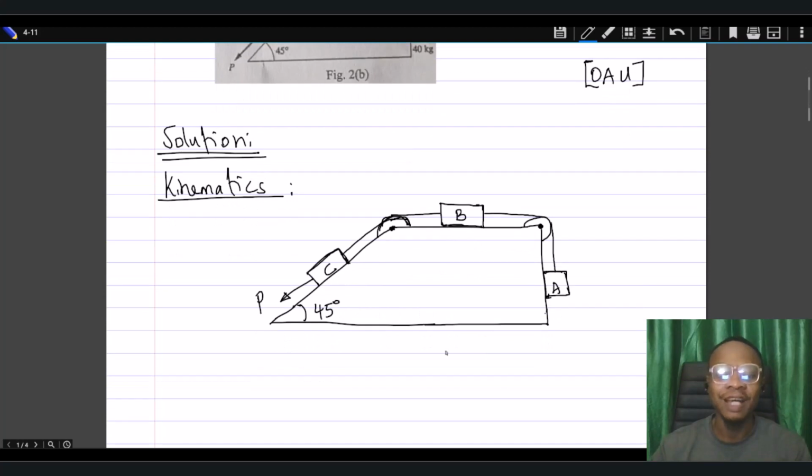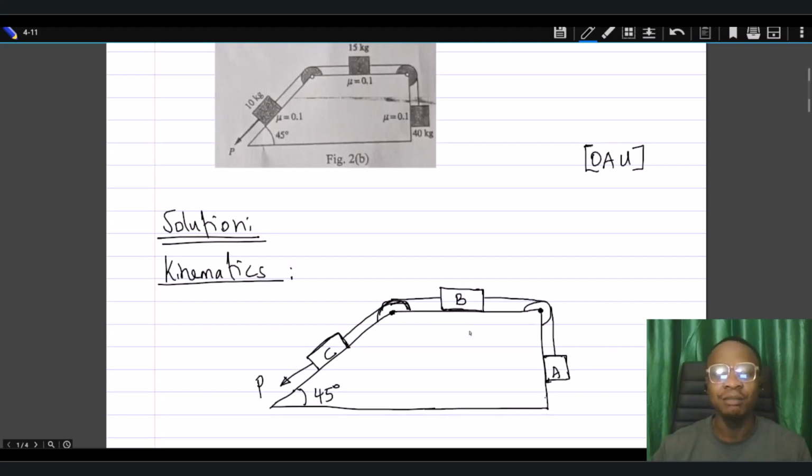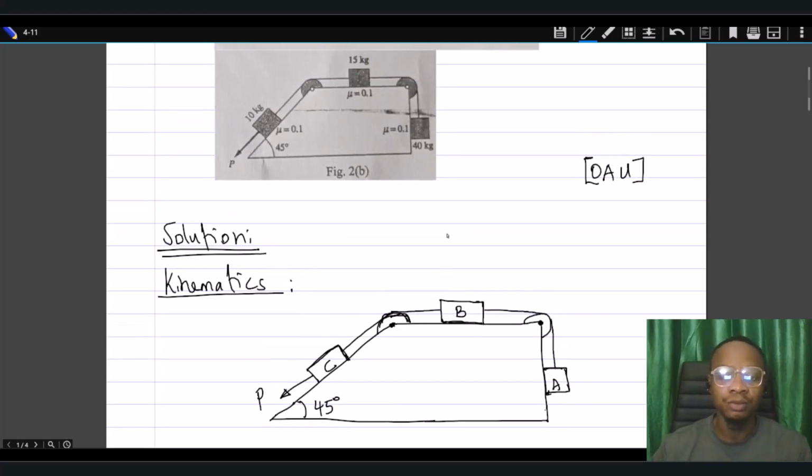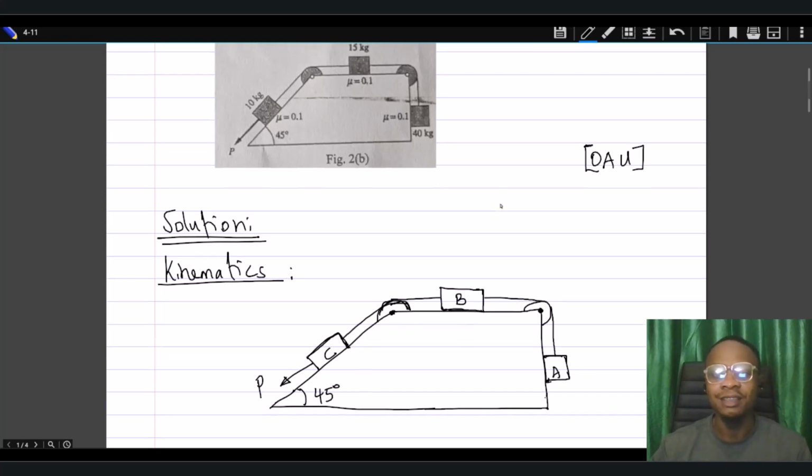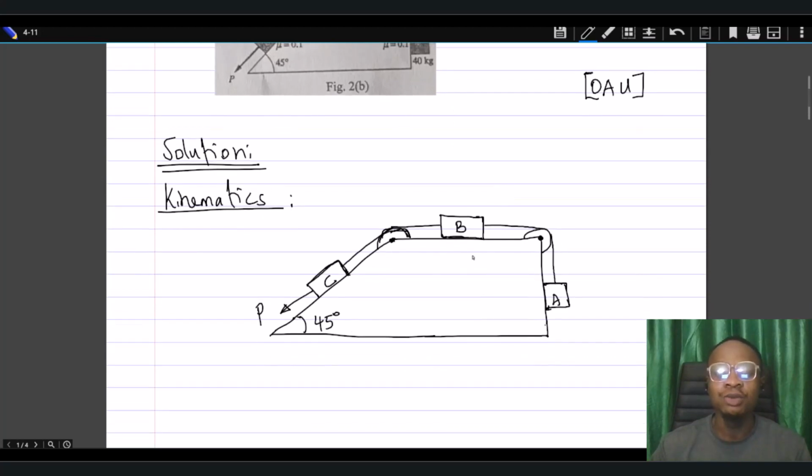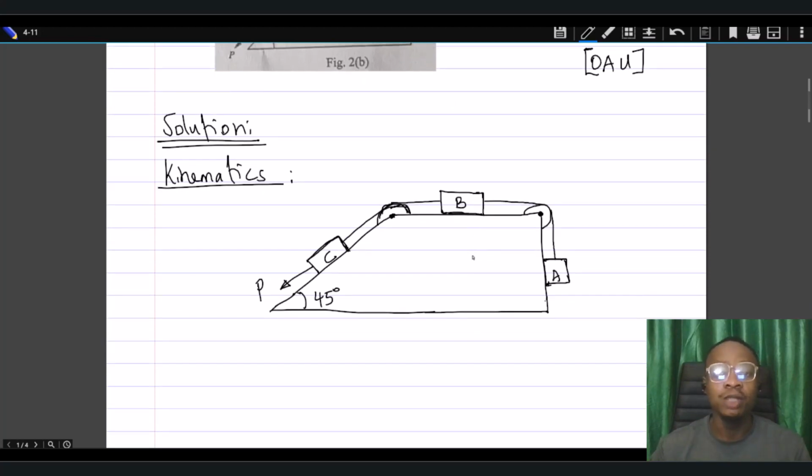All right, so this is the diagram provided. So we have labeled these bodies A, B, and C. So we know body A is the 40-kilogram mass, body B is the 15-kilogram mass, and body C is the 10-kilogram mass. Okay, so what do we make of this now? We need to get the relationship between their accelerations.